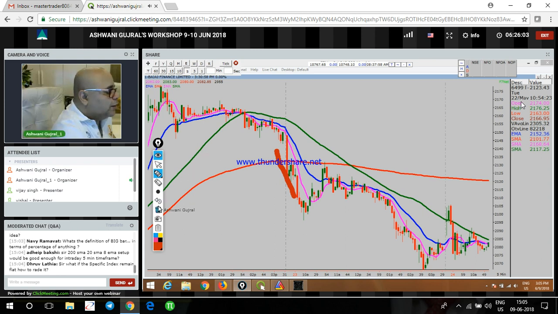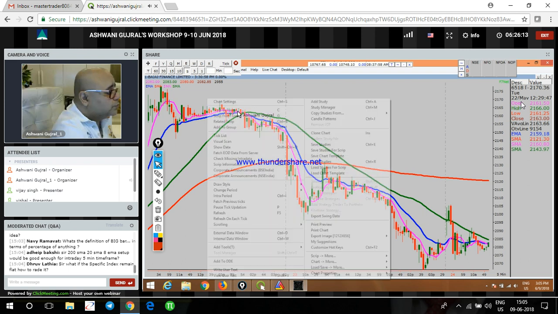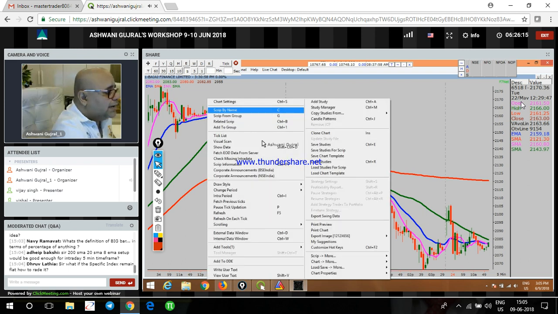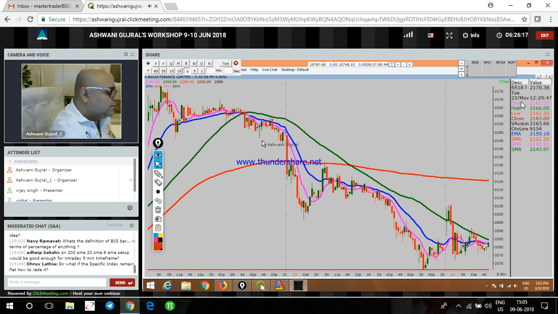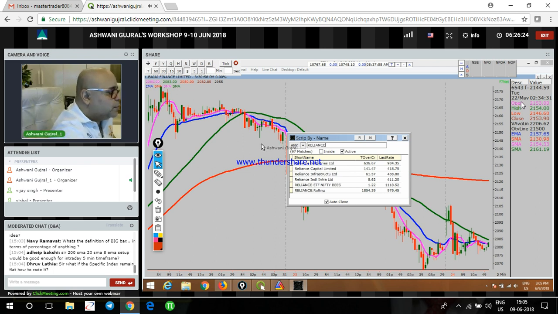Heiken Ashi, according to me, adds no value, because if it's a trend, you should be able to make it out from other charts also. Heiken Ashi is nothing. It takes 50% of the previous bar, and if the next bar is stopping above 50%, it will show you a bar, otherwise it won't.